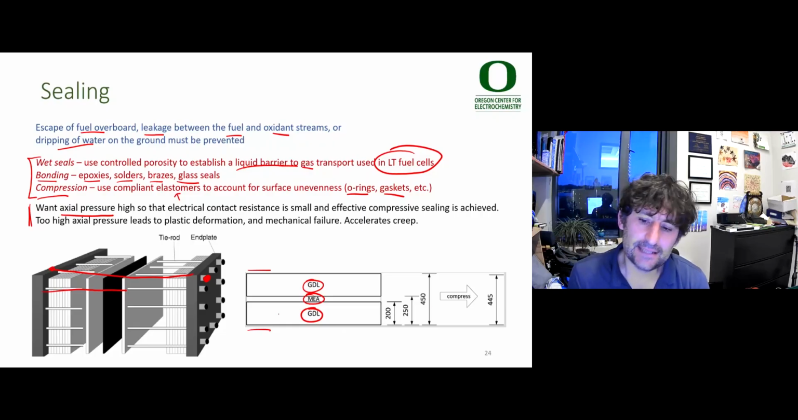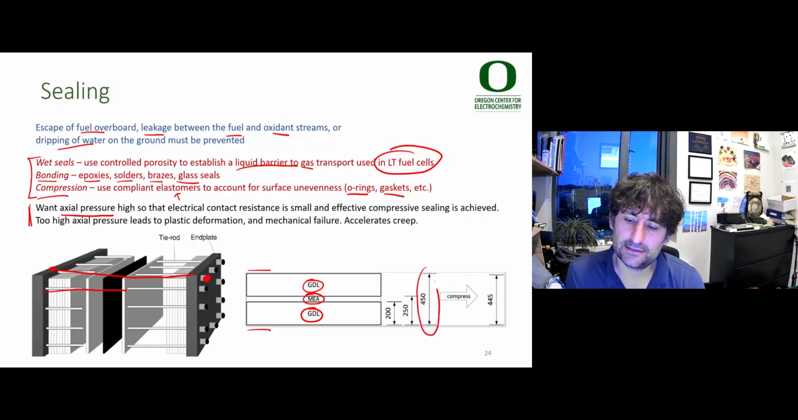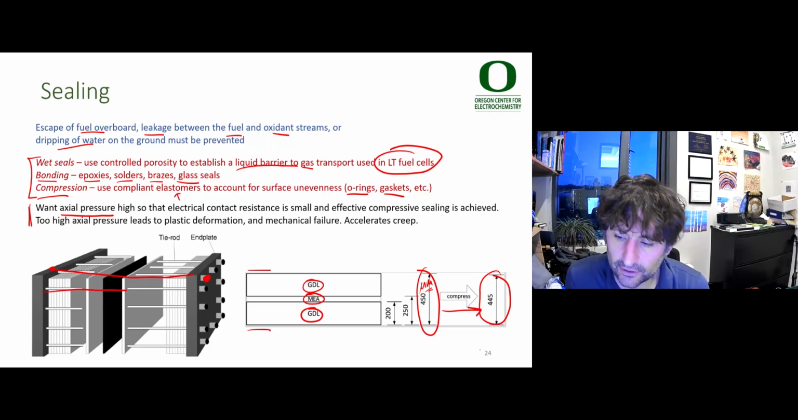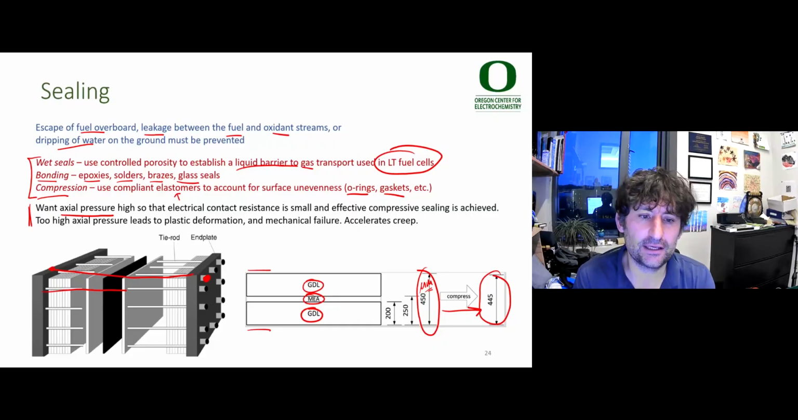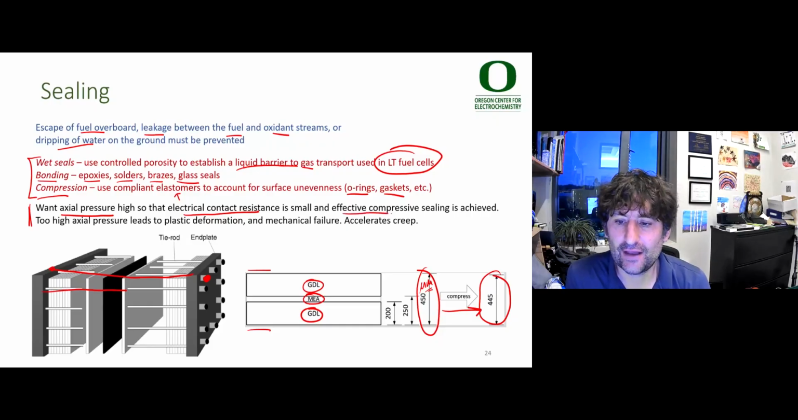And you might intentionally fabricate a system that's, say, 450 microns in dimension. So this would typically be in microns. And you might engineer your tie rods and your stacks such that when you assemble the whole thing, that dimension is compressed to 445 microns or smaller. And so you use this controlled compression to keep everything tightly interconnected to lower the electrical contact resistance and get effective compressive sealing of your gaskets.